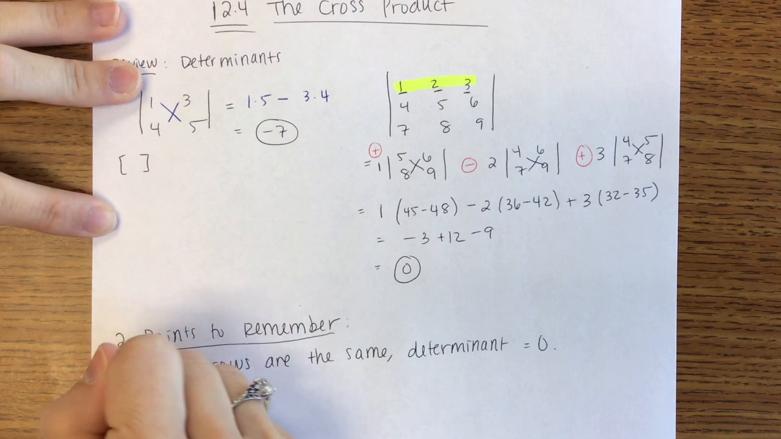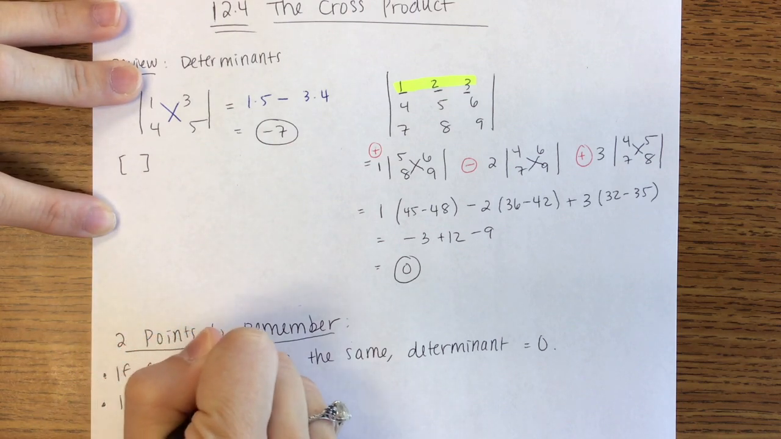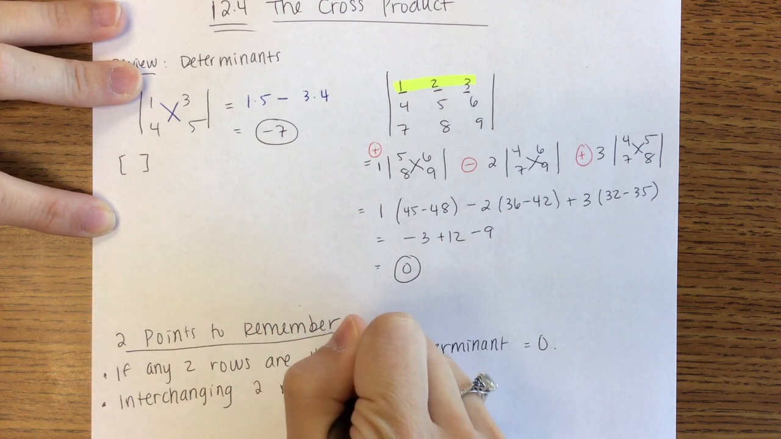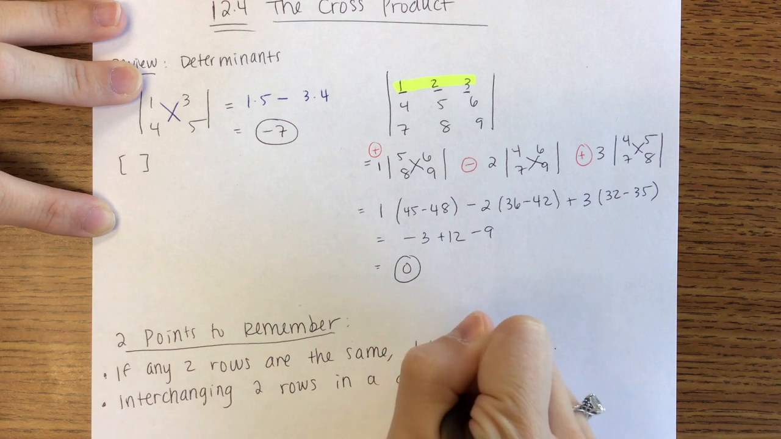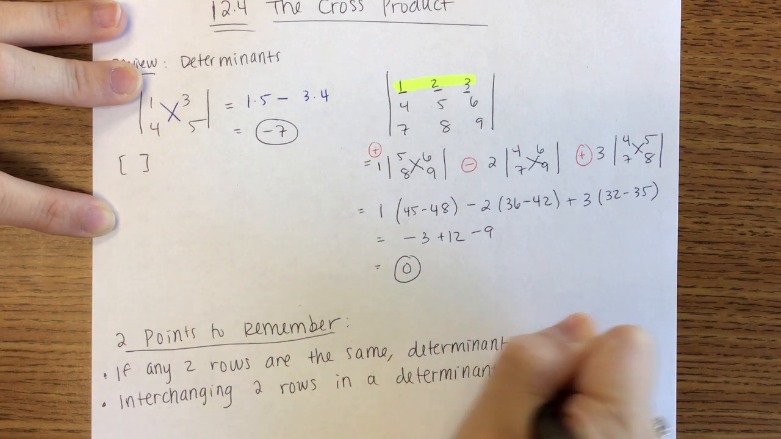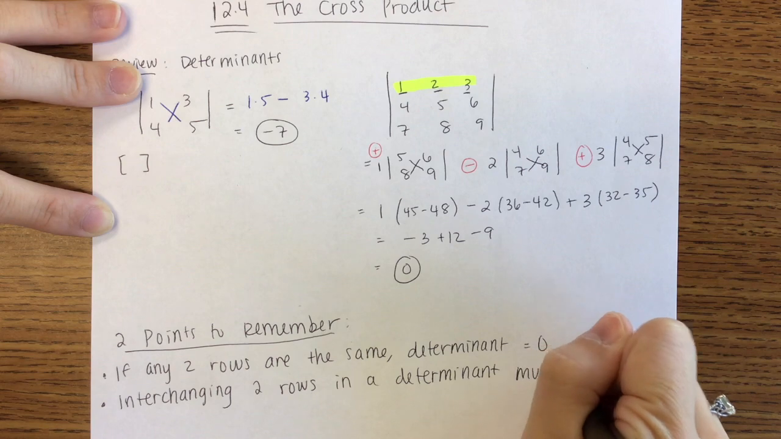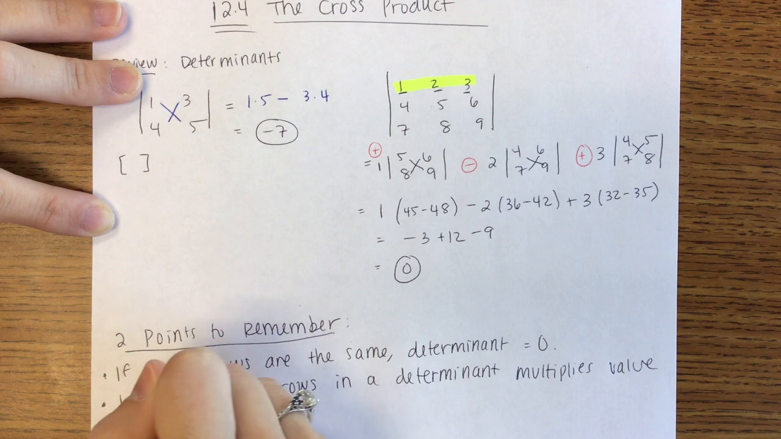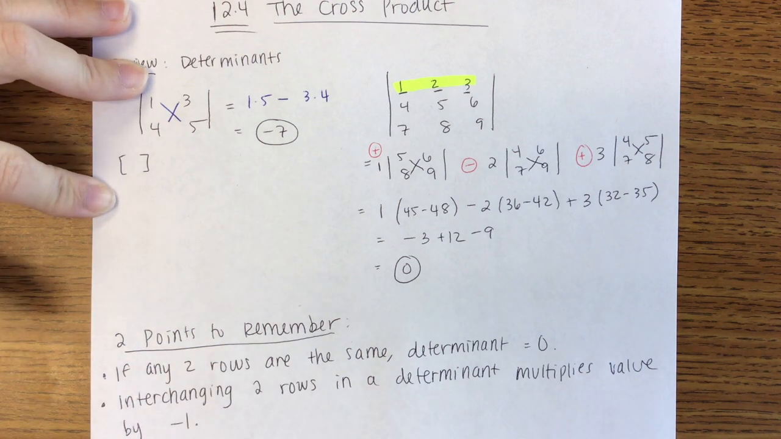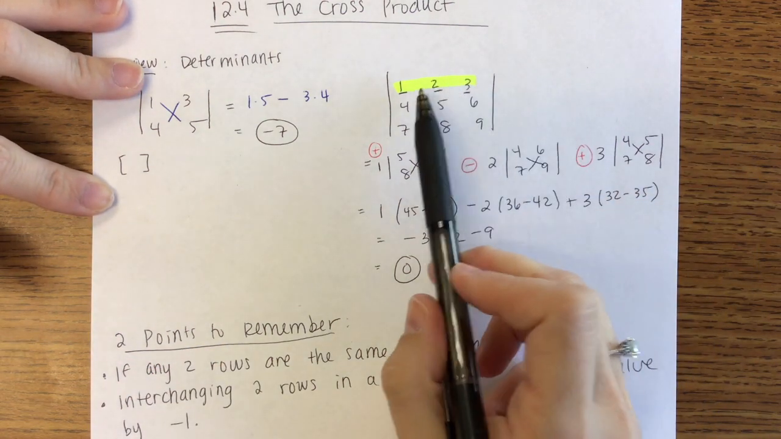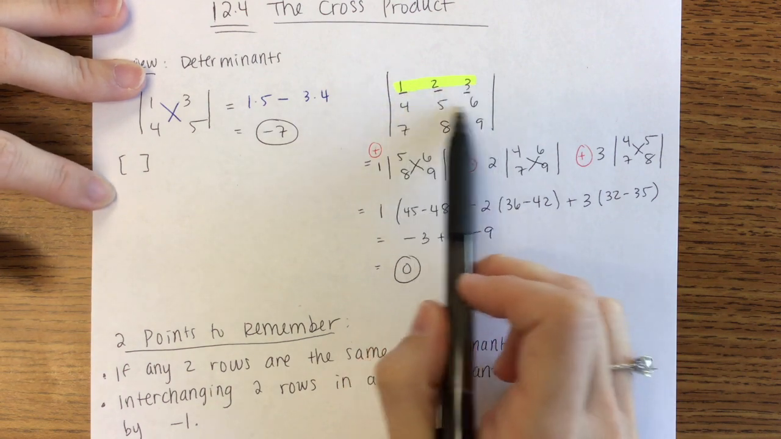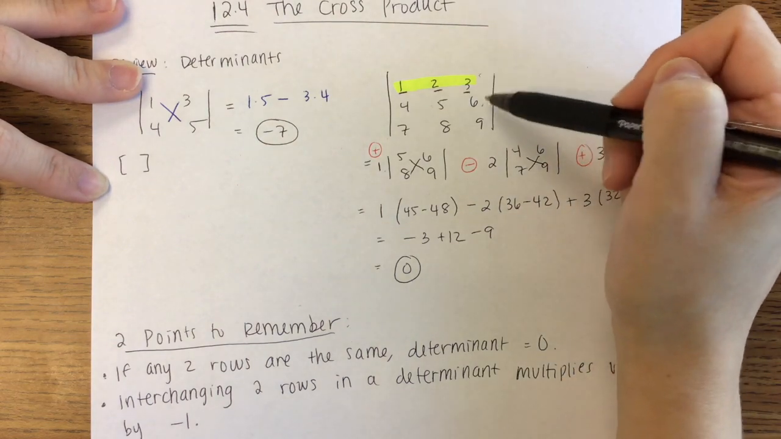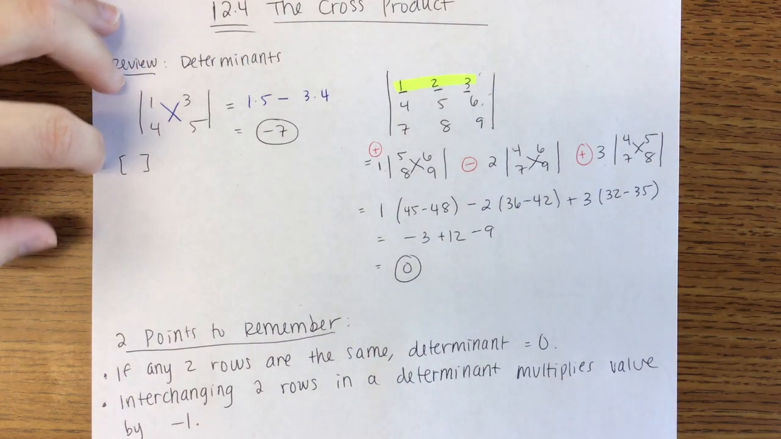Other thing I want you to remember is if you interchange 2 rows in a determinant, that multiplies the value of the determinant by negative 1. So sometimes rather than choosing the first row, you might choose to use the second row for your 3 constants. When you use the second row and you switch the first row, it's going to multiply the determinant by -1.